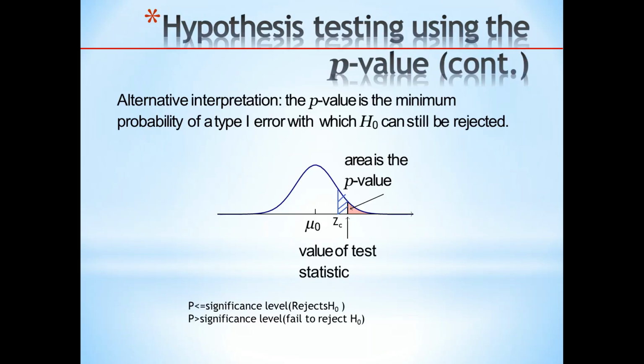And here an alternative interpretation of p-value is given. The p-value is the minimum probability of type 1 error with which the null hypothesis can still be rejected. Now here a graphical representation of p-value is given, and it is obviously a right one-tailed test.